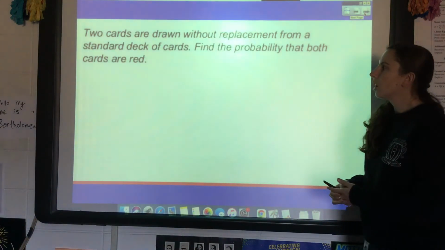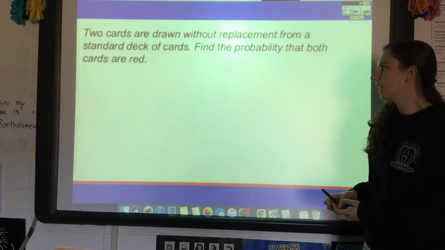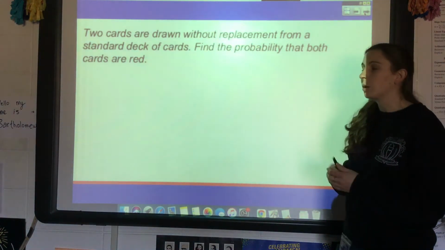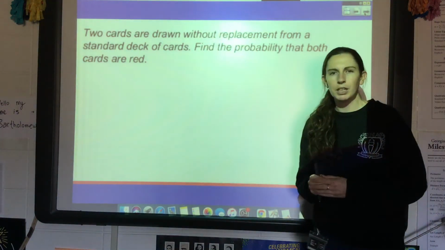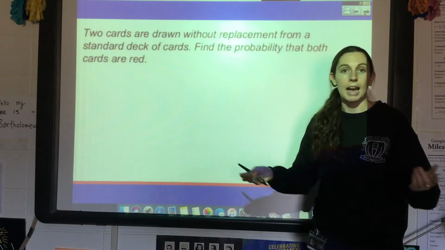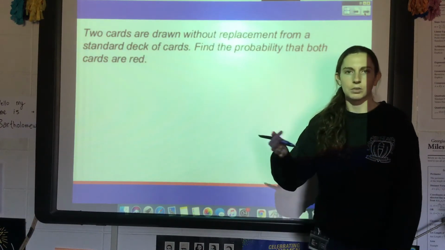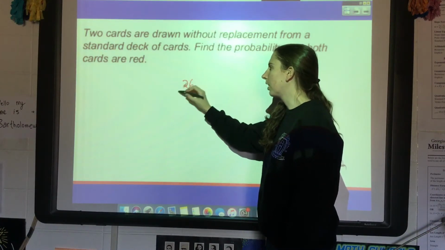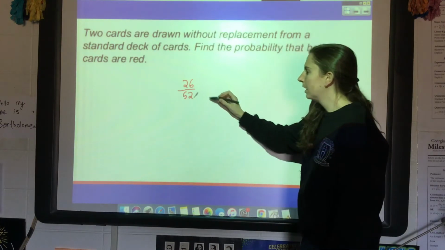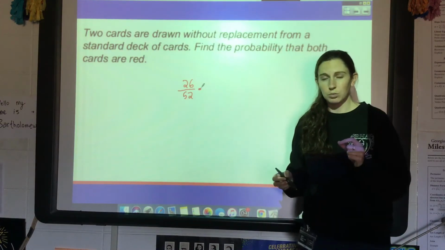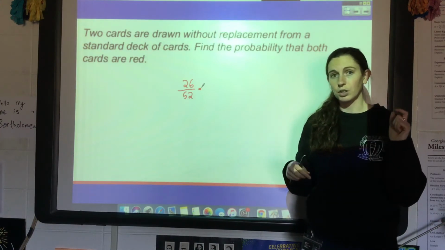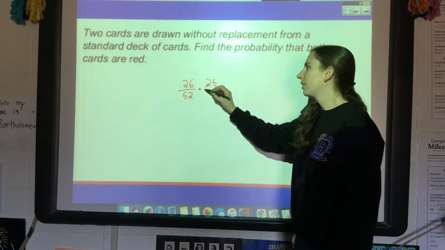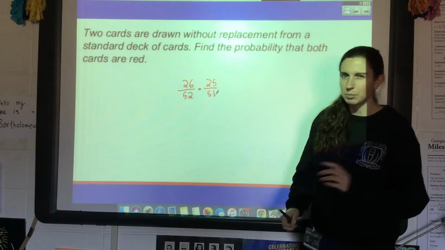So for example, 2 cards are drawn without replacement from a standard deck of cards. If you want to become a card counter, I don't know. Find the probability that both cards are red. So the probability that the first card is red would be 1/2, because half the deck is red, half is black. So you could just do 1/2, or there are 26 red cards out of 52 total. Now the probability that the next card is red, because you're not going to put your first card back, you only have 25 red cards left out of 51 total cards. Basically just bump it all down by 1.